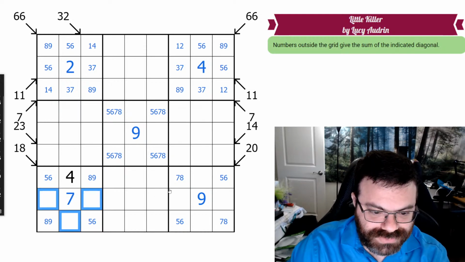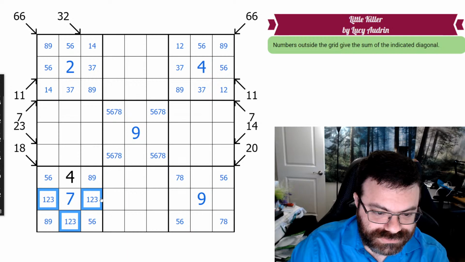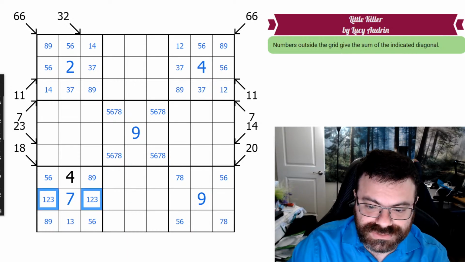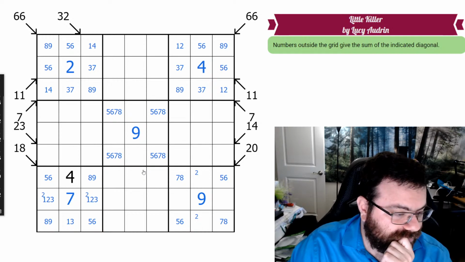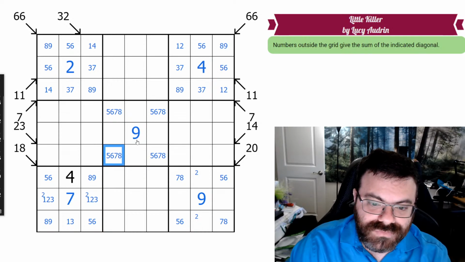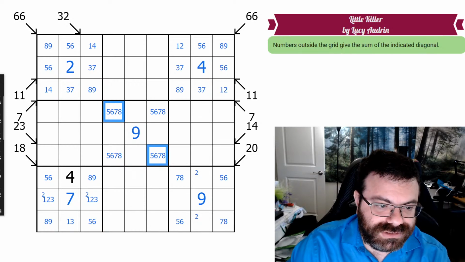So this is a triple. 1, 2, 3. That's not 2. So there's a 2 on one of these two. I guess it stops there. We might be able to figure out what these need to be, right? Actually, we should know what these need to be for the individual 66s.